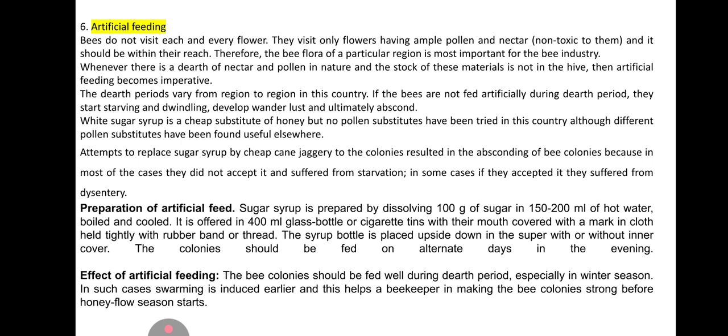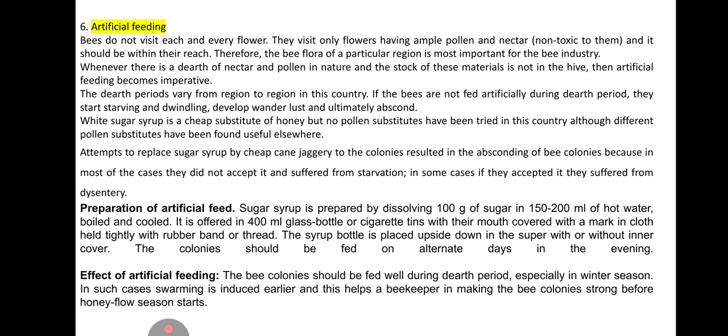The next is artificial feeding. As you know, throughout the year you cannot get a sufficient quantity of pollen. One or the other crop may be giving, but some crops may give sufficient pollen, some may not. So artificial feeding always gives better results.